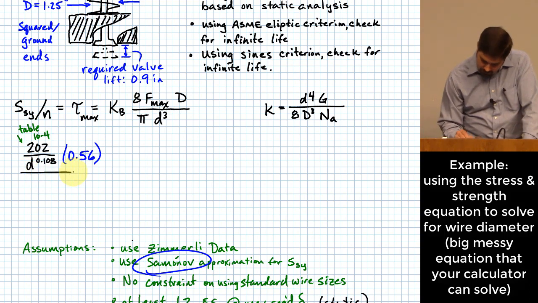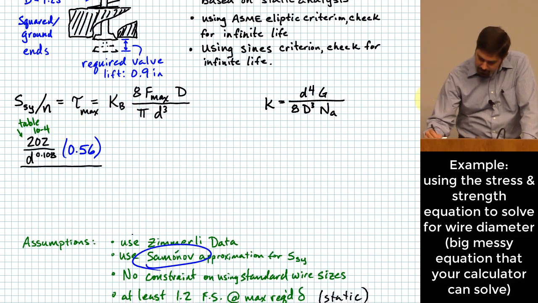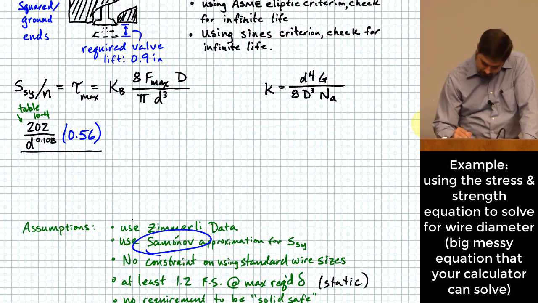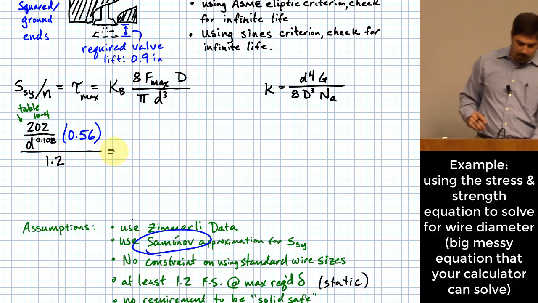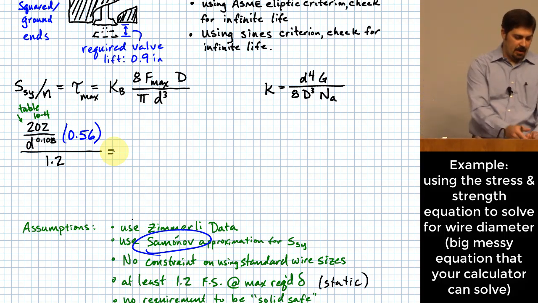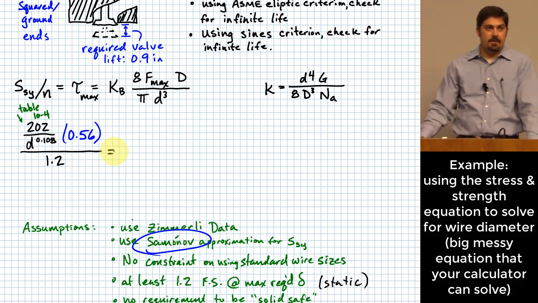Okay. Yeah, so what I'm going to do with all this is divide it by my factor of safety at my maximum deflection, which is exactly what I'm dealing with here. And I wanted that to be 1.2. Okay, now I need to set this equal to, the very first term there is the Bergstresser factor. Well, how do I figure out the Bergstresser factor? It's based on spring index, right?